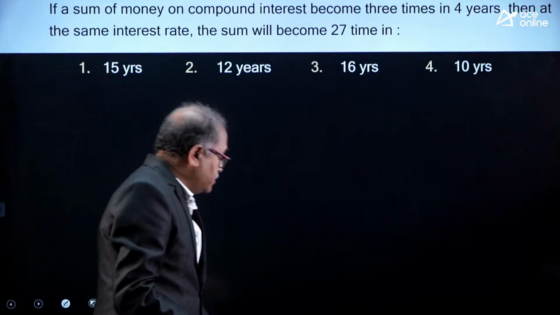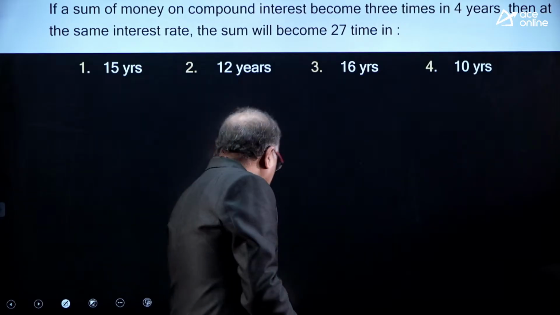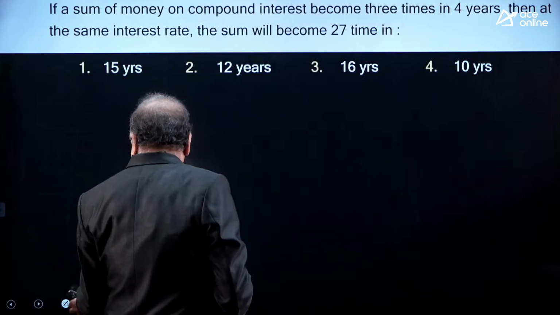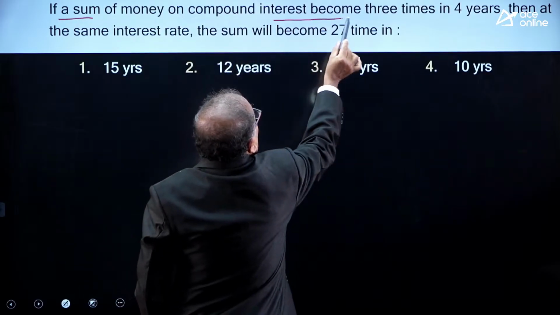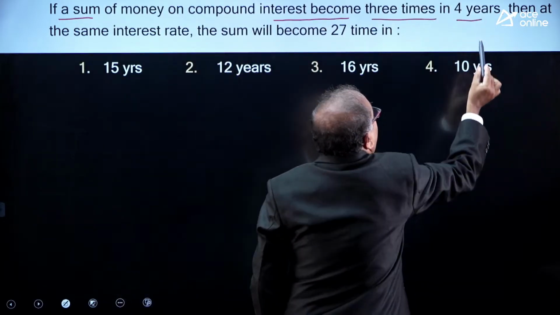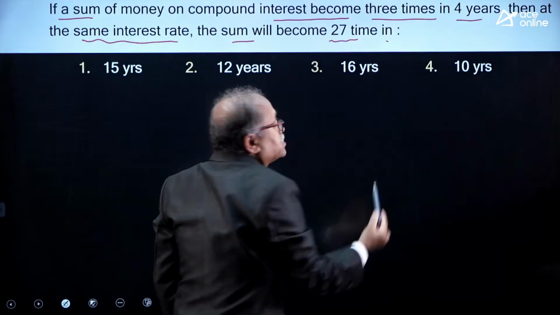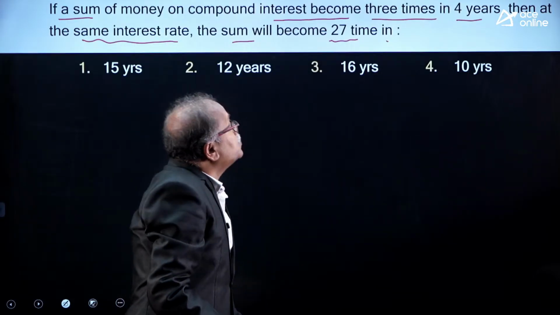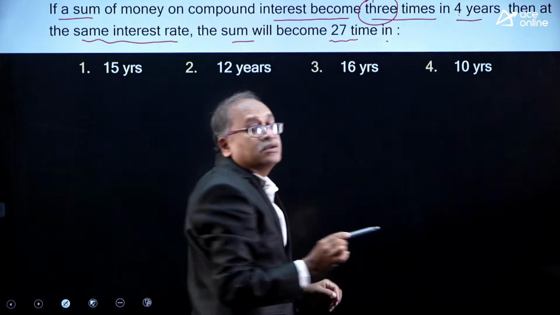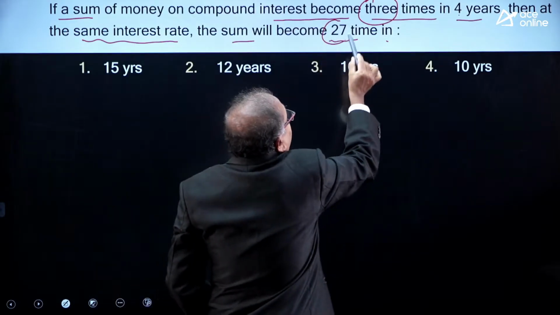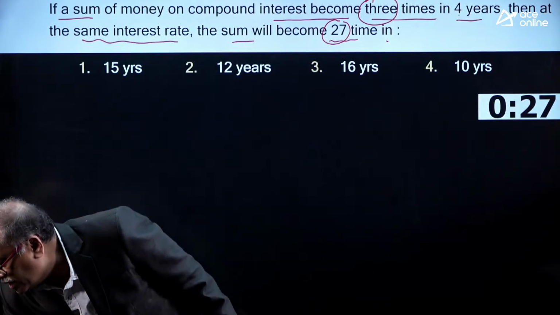Let us start with the next question, and your next question is this. Many of you must be knowing this particular question because it is very frequently asked. If a sum of money in compound interest becomes 3 times in 4 years, then at the same interest, the sum will become 27 times in how many years? A sum becomes 3 times itself in 4 years in compound interest. Then in how many years will it become 27 times? Those who know this question answer it in 4 to 5 seconds, not more than that.